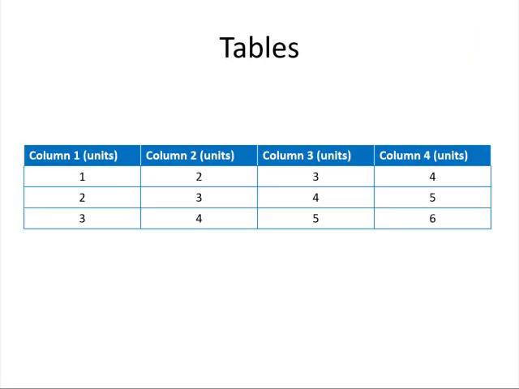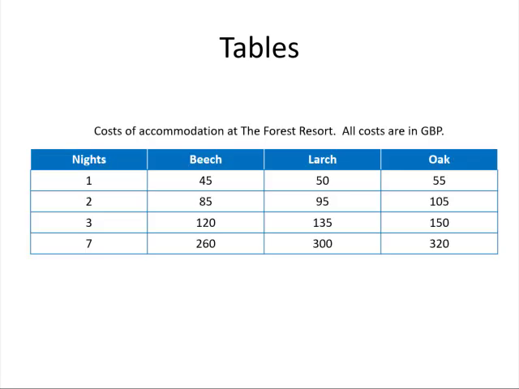Tables consist of data in columns and rows. Any units are normally in the column headings. To find a piece of data, look at where the appropriate row and column intersect. Let's look at this example.